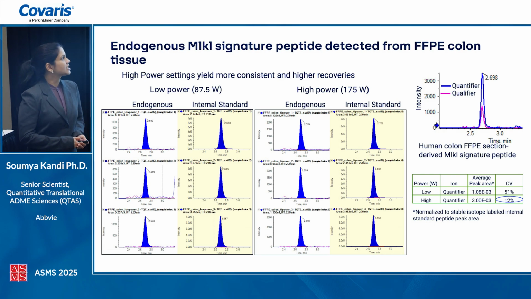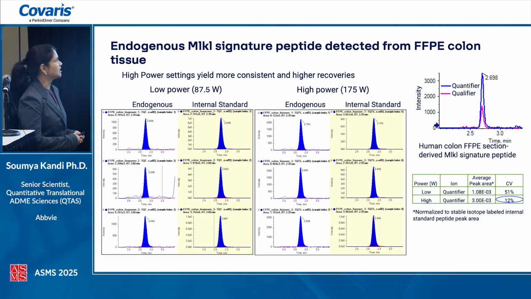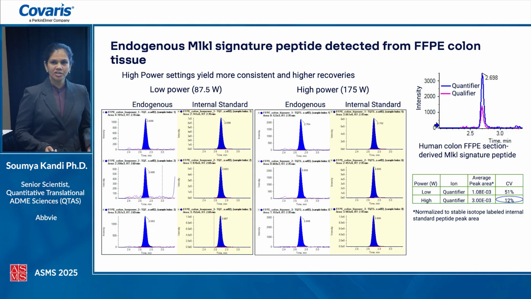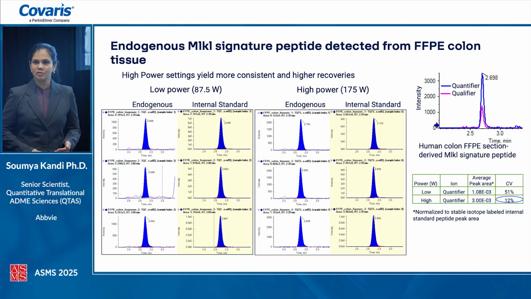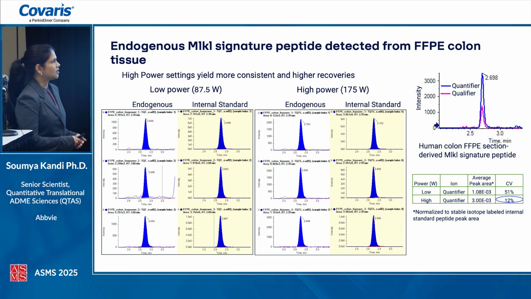So firstly, we tested two different power settings, a low power setting and a high power setting. And we see that there is detection of the signature peptide from endogenous MLKL protein with both settings. There is an increase in the intensity with the high power setting compared to low. And just qualitatively, while we were preparing these samples, both Samira and I noticed that there was more complete emulsification of these tissue scrolls compared to the low power setting. And even from the data, the yield that we are seeing is an overall increase.